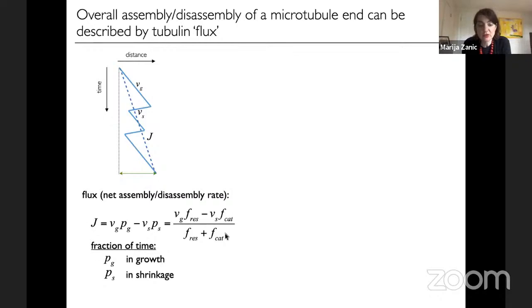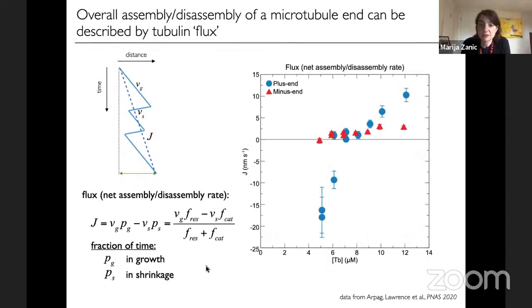And this net assembly rate can be expressed in terms of the parameters that we measure, the population level parameters, so the growth and shrinkage rates and the rescue and catastrophe frequencies. And so we can calculate this flux, this net assembly or disassembly rate, as a function of tubulin concentration at both microtubule ends. And so we see that at higher tubulin concentrations, on average, both microtubule ends will grow.